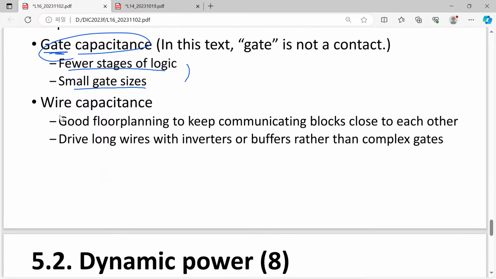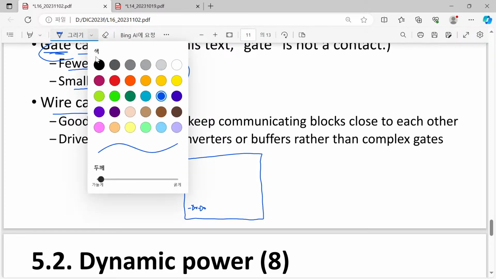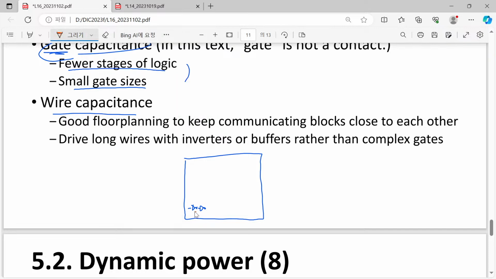And wire capacitance is another one. If we consider, in many cases, for example, here we have one inverter and another inverter like this. We are now talking about how we can minimize the power consumption in this highly localized path. Should we introduce a third layer or not to minimize the power consumption by this part?